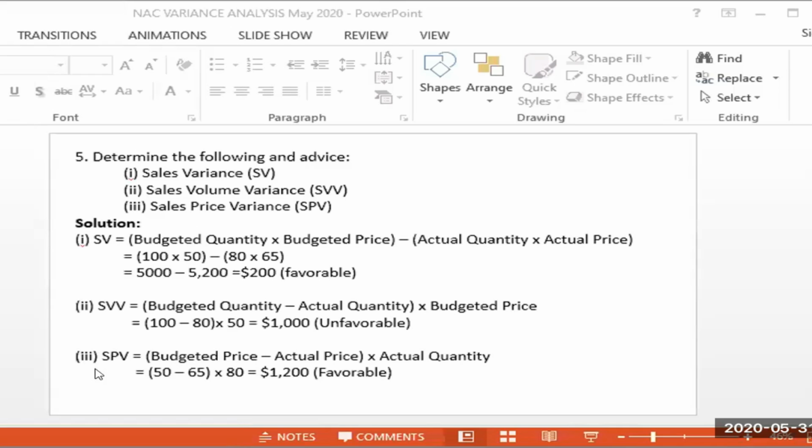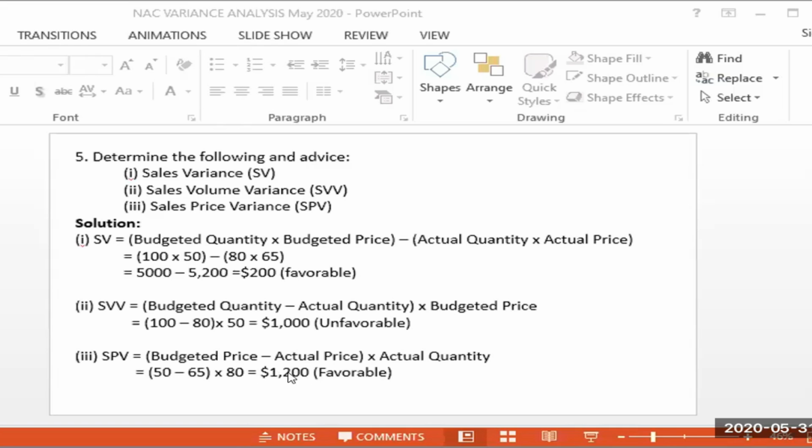Then the sales price variance: we have the budgeted price minus actual price times actual quantity. The budgeted price was 50 and the actual price is 65. The actual output was 80. So 50 minus 65 is negative 15. Negative 15 times 80, you get 1,200, which is negative because 65 is greater than 50.